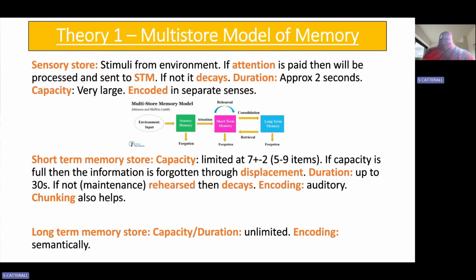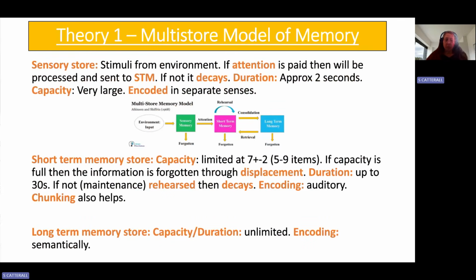And then we've got long-term memory. Capacity and duration are unlimited. There's never been a point where we've reached capacity, and lots of people can remember memories from when they were really, really small. So clearly, it's unlimited. And then the encoding for long-term memory is semantic, so in meaning, sometimes called elaborative rehearsal. This is where it means something to you. Think of Willingham in the development topic, quite similar. And that's how we remember things within the long-term memory.